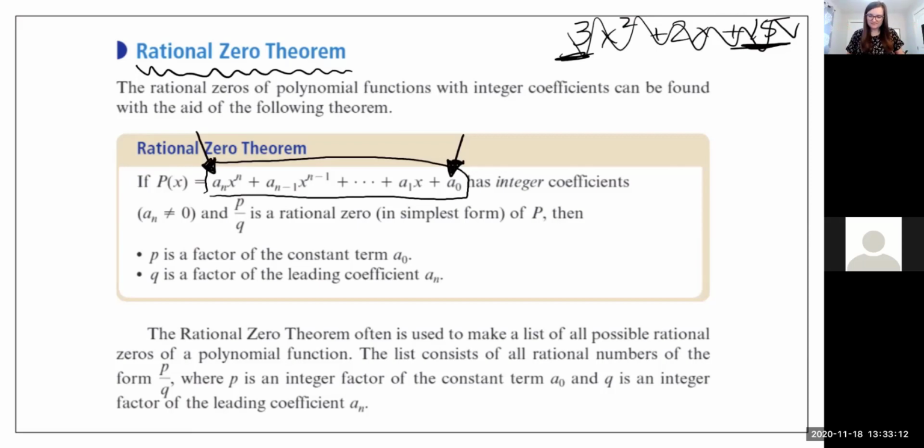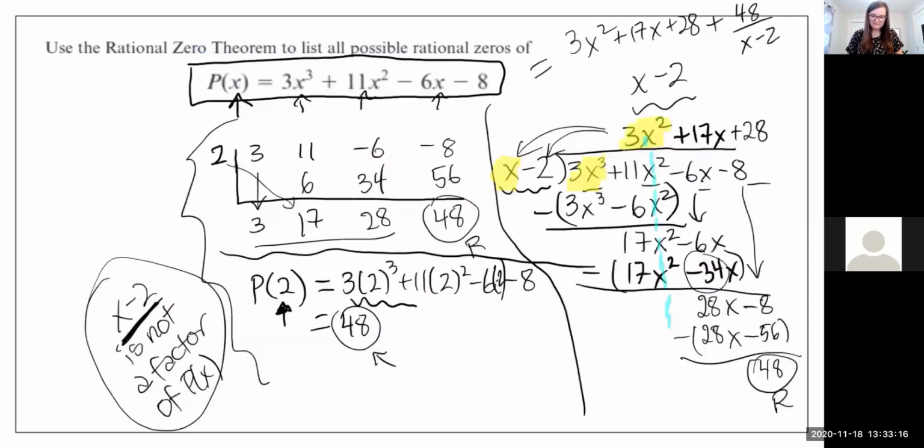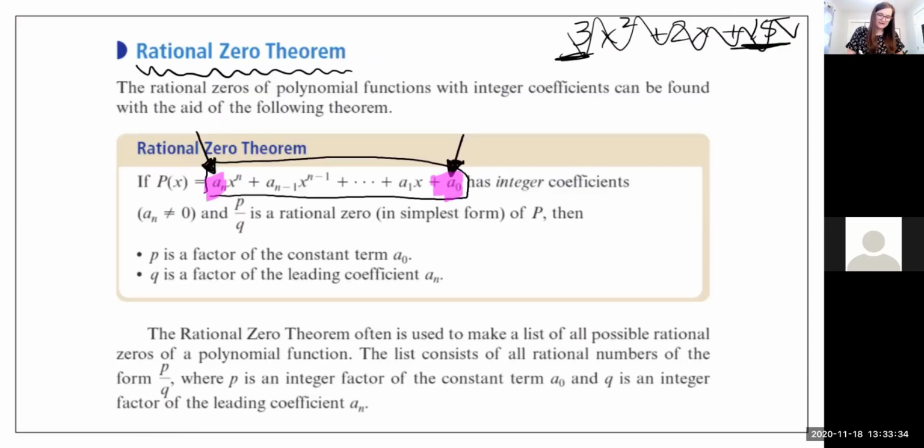So what that means is, let's say we had this again. I'm looking at this 3 and this -8. And they're saying it's P over Q, where P is a factor of A0 and Q is a factor of AN.